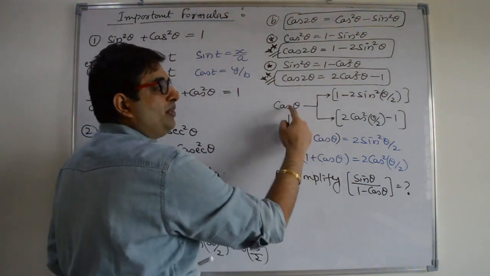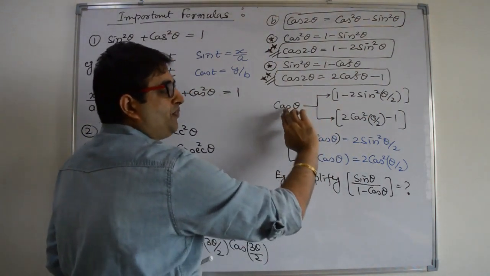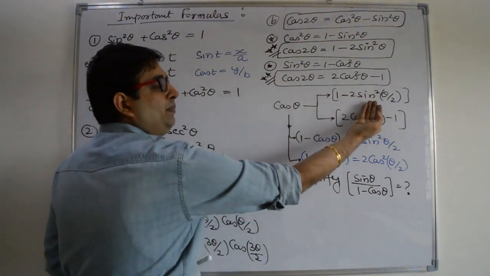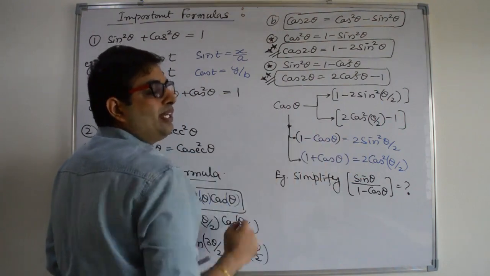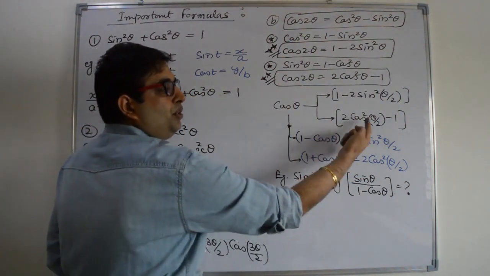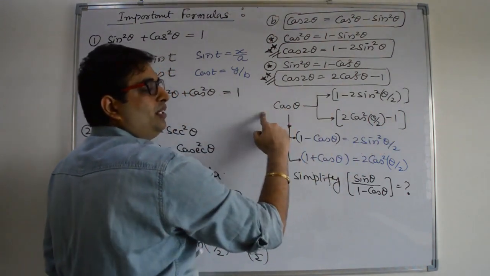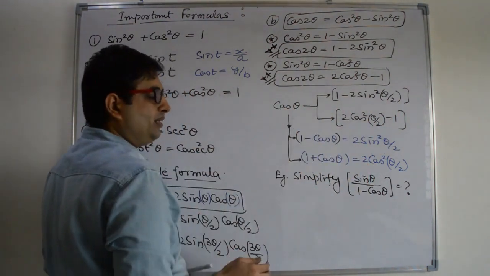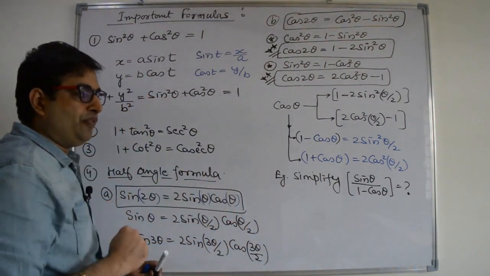Right? So from this formula you can shift this cos theta to the right side. So 1 minus cos theta will be 2 sin square theta by 2. And 1 plus cos theta, shifting this one to this side, is 2 cos square theta by 2. Right? Let us take a simple example from physics.